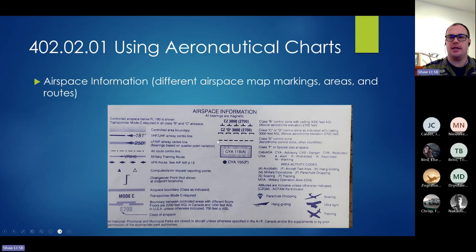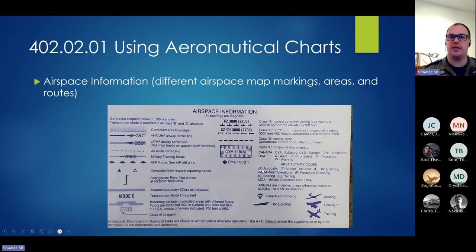What else do we have? Class E, the box with the hash marks in it. So that's Class F airspace or special use airspace. So in Canada, we have CYA, CYD, and CYR. CYA is advisory. So that'll be like if there's gliding going on there, for instance. D is for danger. So that's like if there's blasting or something going on, like mining and blasting going on, so you've got to be careful. And then CYR is restricted. So that's like the military or over top of a prison, something like that.